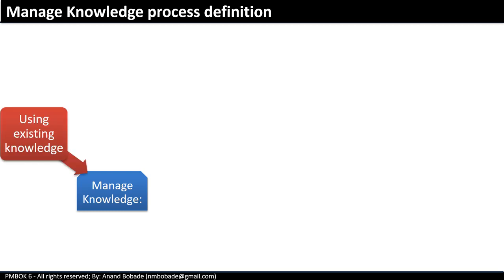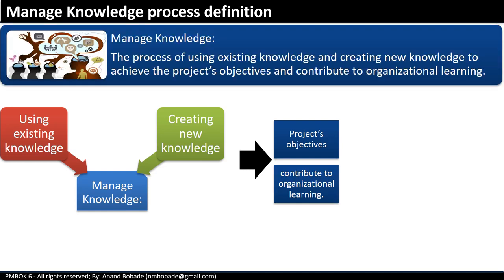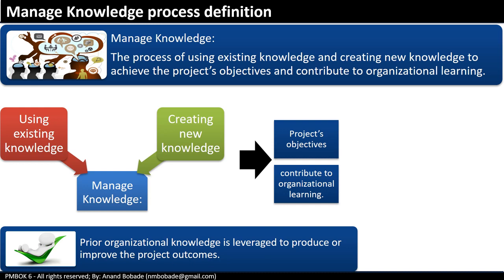Let's look at the definition of the manage knowledge process. Manage knowledge is the process of using existing knowledge and creating new knowledge to achieve the project's objectives and contribute to organizational learning. The key benefits are that prior organizational knowledge is leveraged to produce or improve the project outcome. The knowledge created by the project is available to support other projects and operations within the organization.